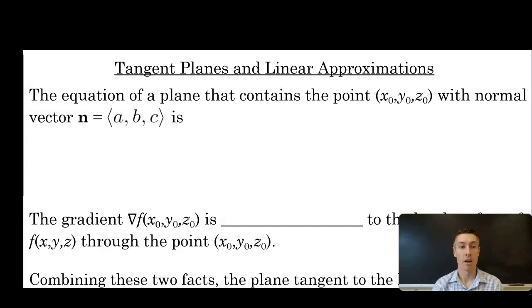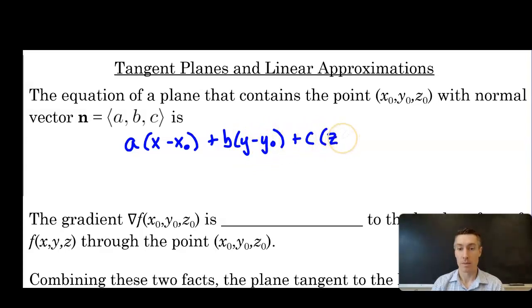a plane. So the equation of a plane that contains the point x0, y0, z0 with normal vector n being defined as a, b, and c, then the equation of the plane is a times x minus x0 plus b times y minus y0 plus c times z minus z0 equaling 0. And remember, it's equal to 0 in this setup because the normal vector is orthogonal to the plane.